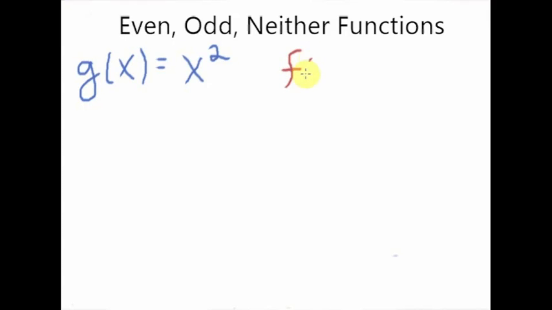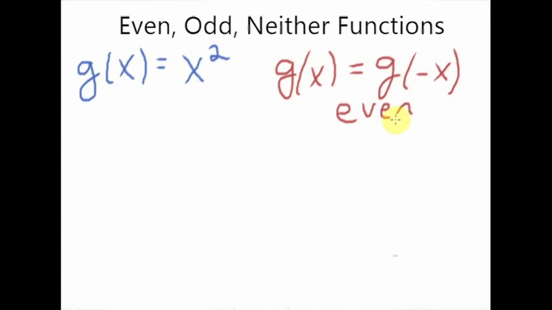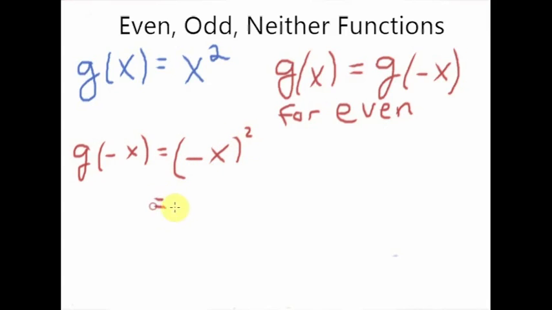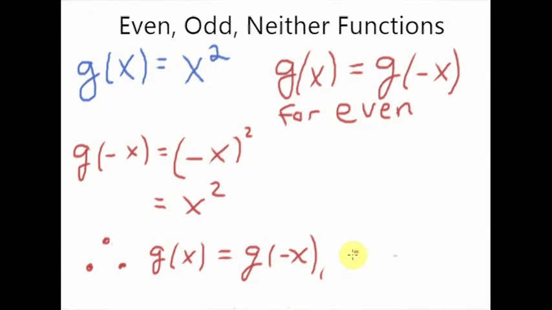A function can be even, odd, or neither. Here we have g of x is equal to x squared. To see if it's even, we need to see if g of x is equal to g of negative x. So g of negative x is equal to negative x squared, which is equal to x squared. So g of x is equal to g of negative x, so the function is even.